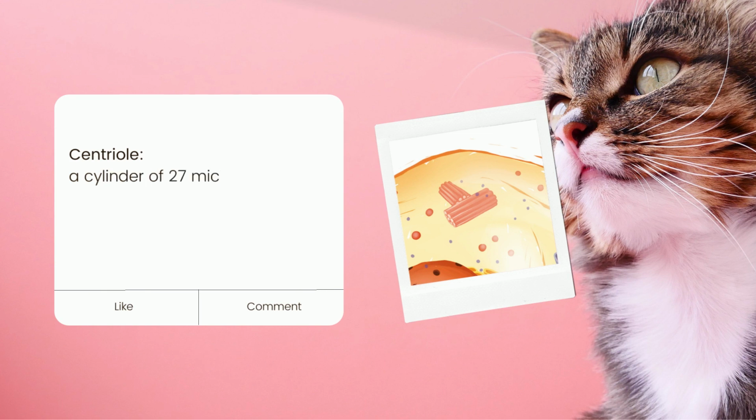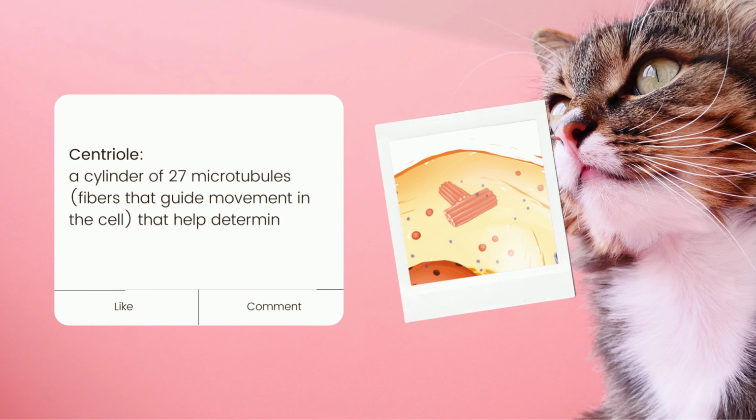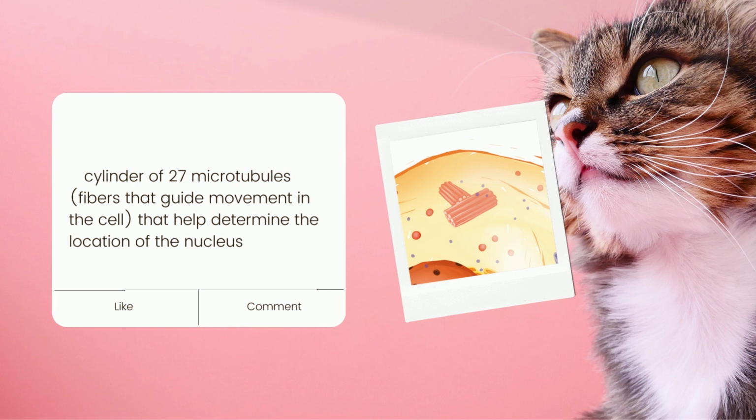A centriole, a cylinder of 27 microtubules, fibers that guide movement in the cell that help determine the location of the nucleus. In this image, they're the Twizzler-looking substances that you see in this image.